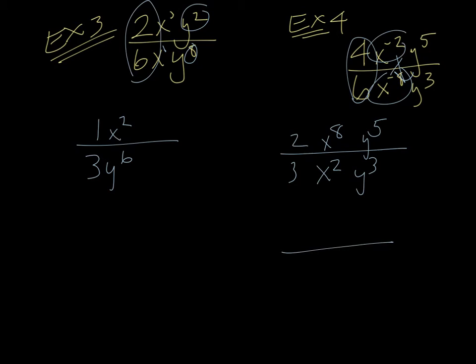Now we can apply our quotient rule. We have 2/3, and on top we have x to the eighth divided by x to the second, so that's x to the sixth up top, and y to the 5 minus 3 is 2. So 3 is the only thing left on the bottom, so 2x to the sixth, y to the second, all over 3.